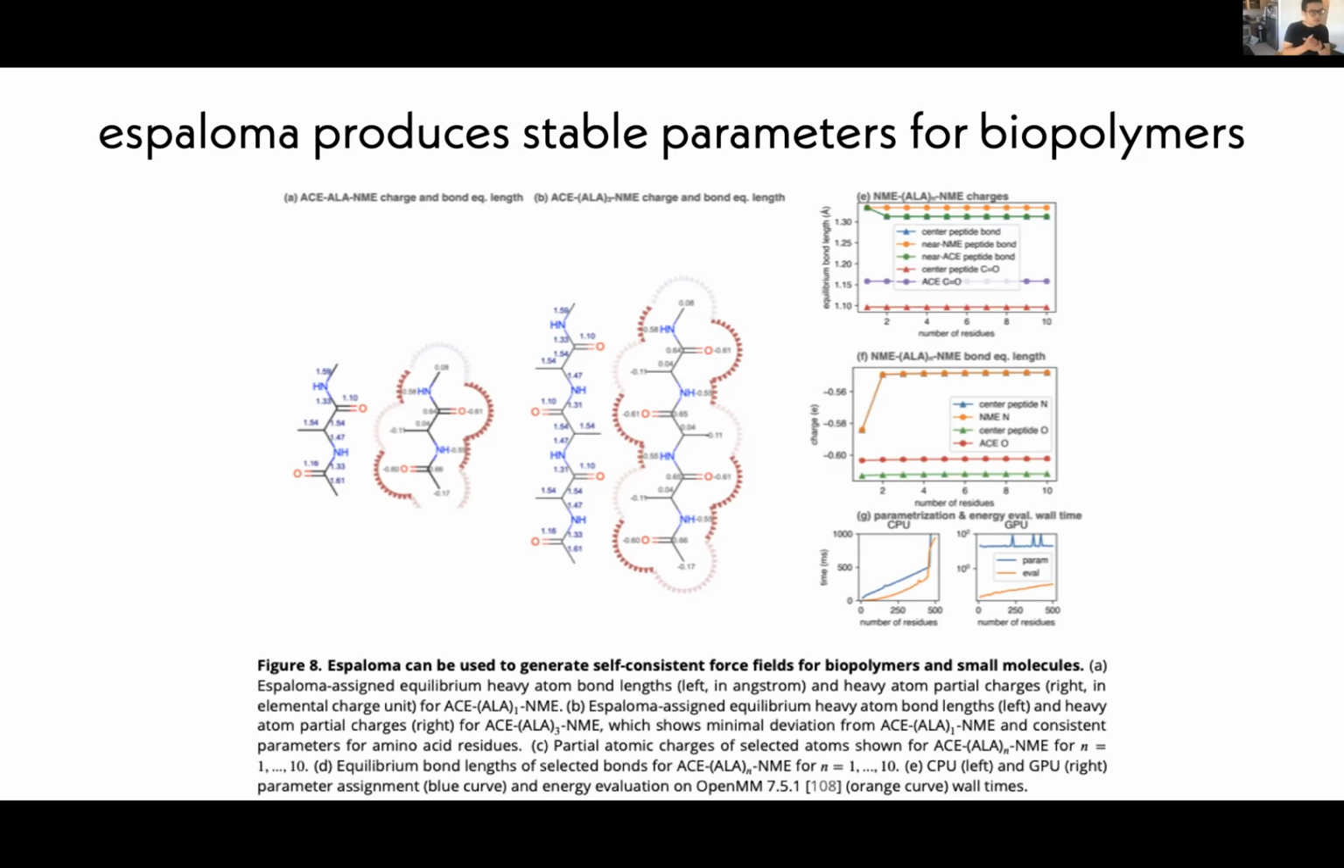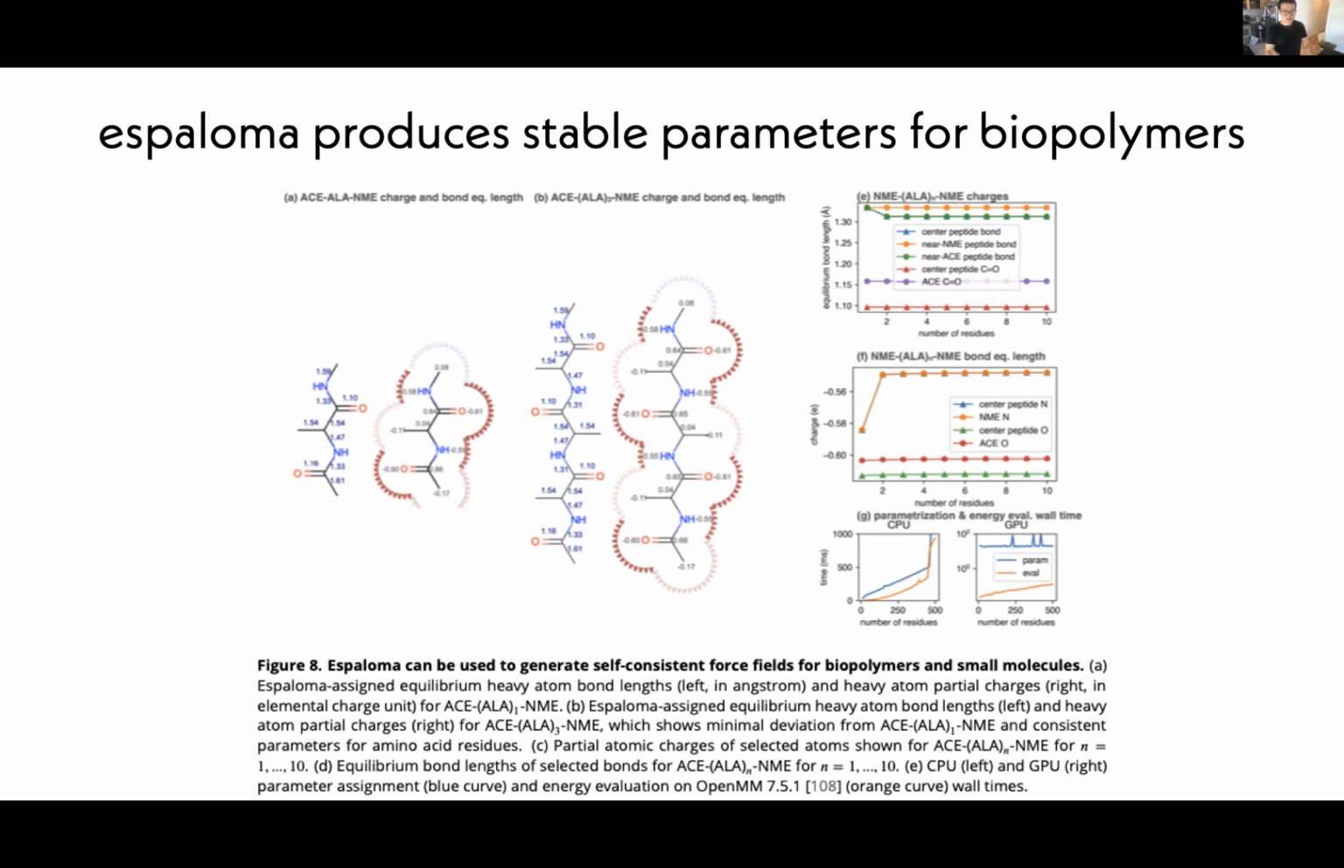And moreover, if you look at its parameterization and energy evaluation time, you'll realize that up to a point, it scales linearly with regard to the size of the system. And if you're using a GPU, then the parameterization step is almost constant with some fluctuations. The energy evaluation time is exactly the same as any other force field. It's a lot faster, around 2,000 times faster than the Schnet.